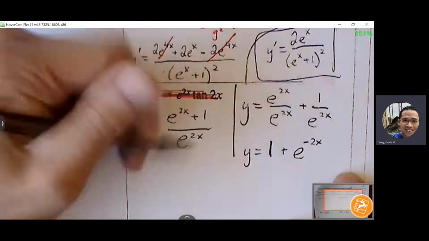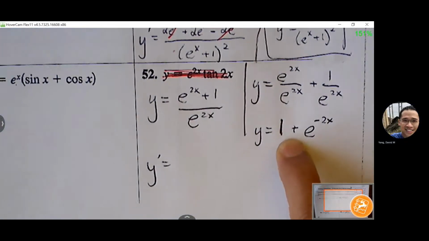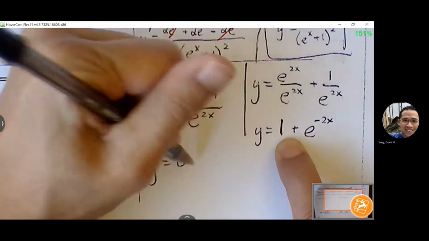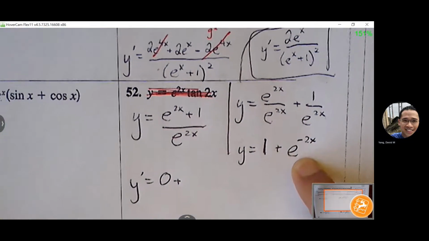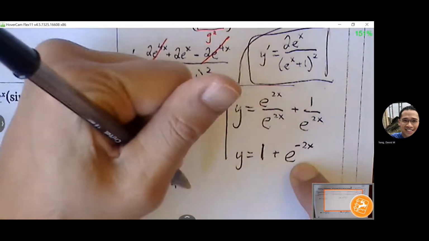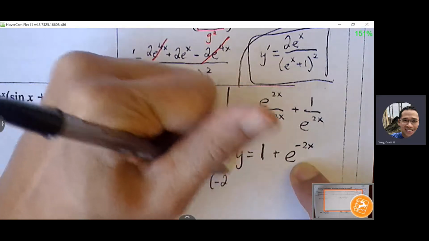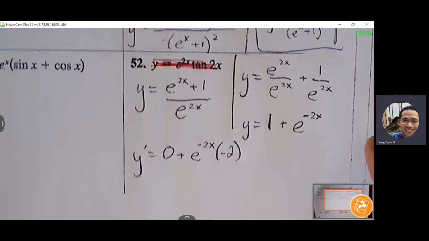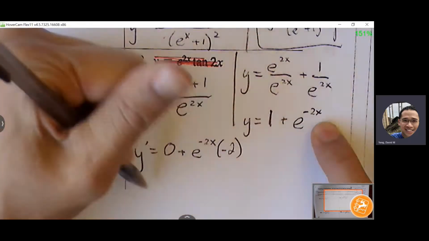Okay, so now y prime. First term, 0. Second term, e to the u times u prime. Okay, the 0 goes away. I'm just left with one term. I can maybe push that e down to the denominator.